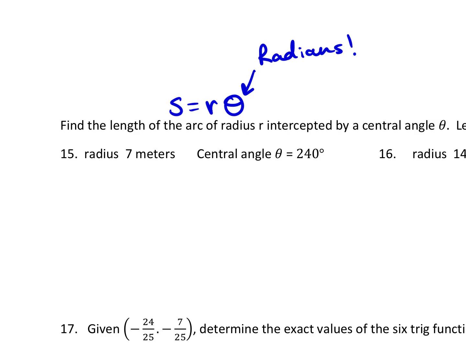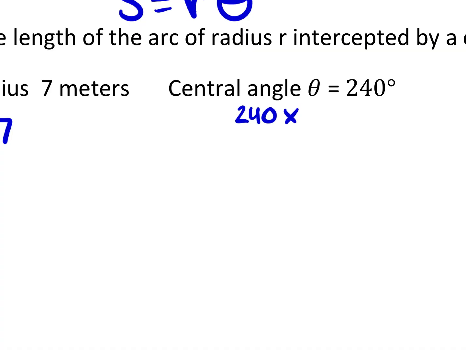So for 15, it's asking us for S, so that's what we're trying to find. What's R? 7. And what is theta? 240, but what do we have to do to 240? Convert it, because it has to be in radians. So 240 times what to convert? Pi over 180.